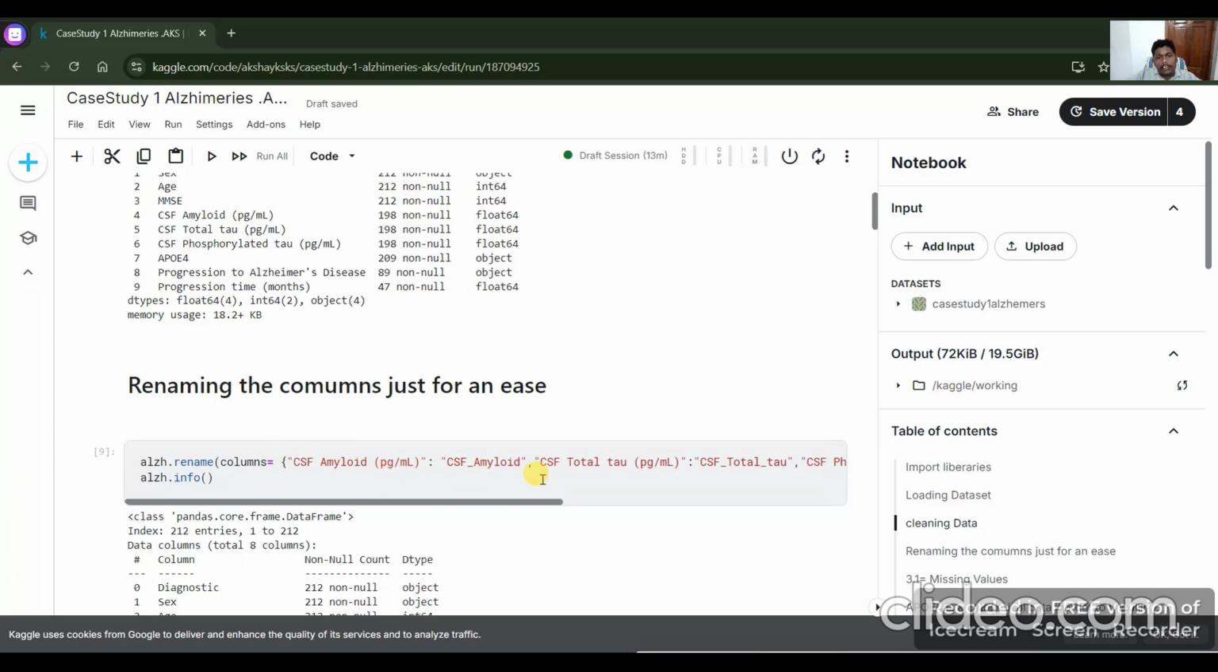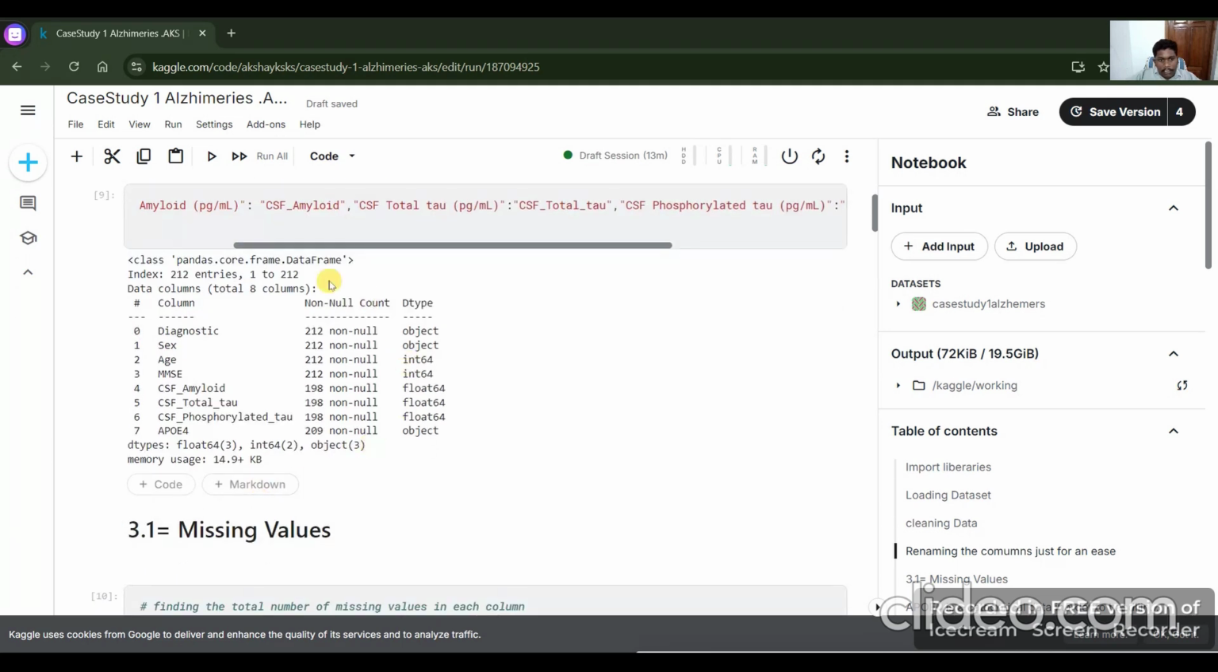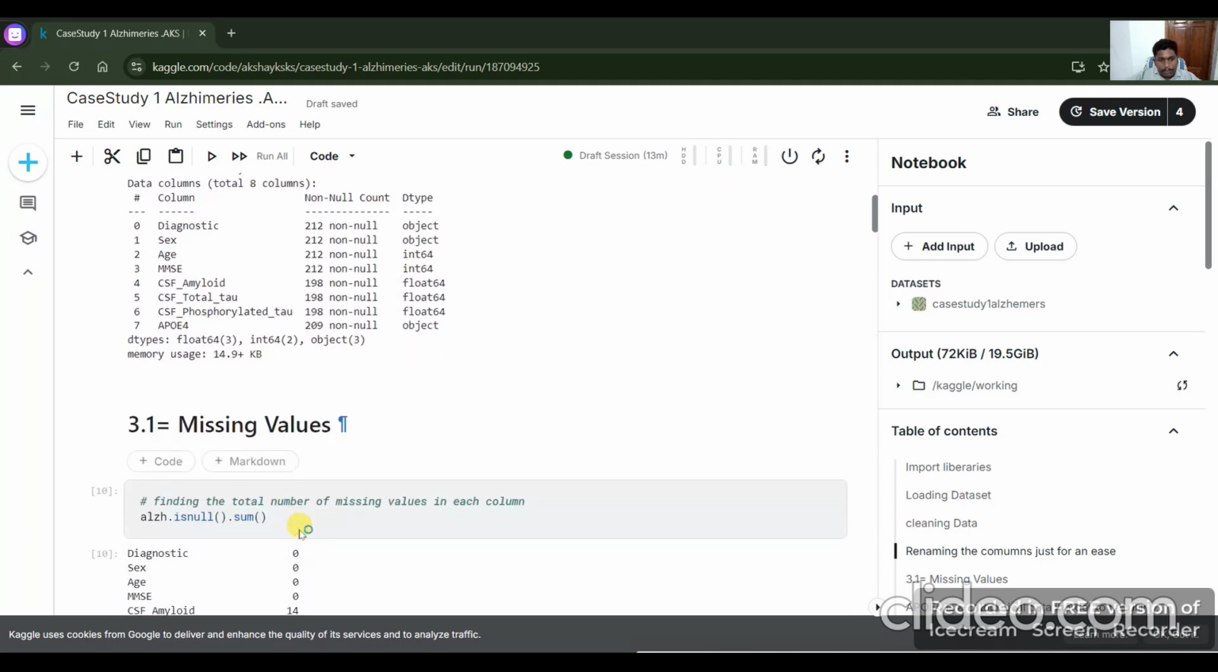Here we rename CSF amyloid to CSF_amyloid, CSF total tau to CSF_total_tau, and CSF phosphorylated tau to CSF_phosphorylated_tau. We can see the renamed data: CSF amyloid, CSF total tau, and CSF phosphorylated tau. Next is finding missing values.